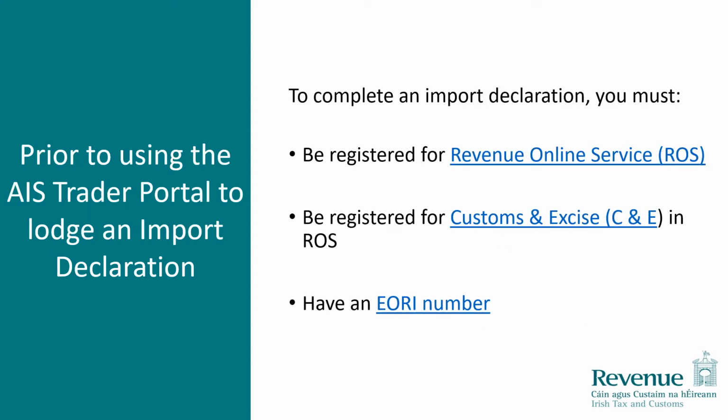Before you can submit a declaration in the AIS Trader Portal, you must be registered for the Revenue Online Service, or ROS, be registered for Customs and Excise within ROS, and have an EORI number. It should be noted that once you are registered for Customs and Excise, you will be assigned a Revenue Customs and Excise Trader Account number, also known as your TAN account. You will have to lodge money into this TAN account to pay all customs duties owing on the importation of the vehicle. For further information, please click on the links.